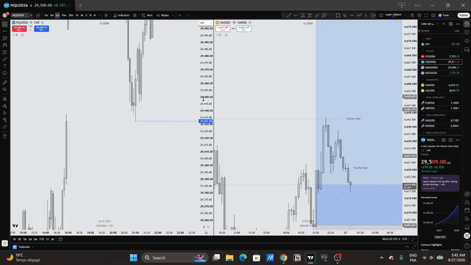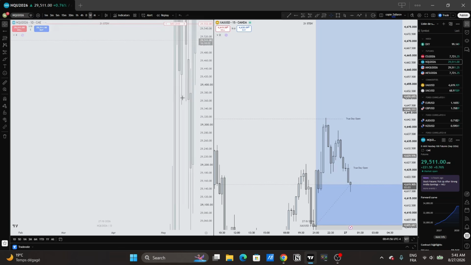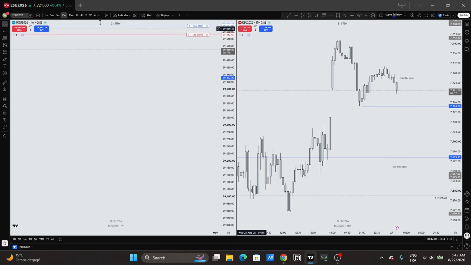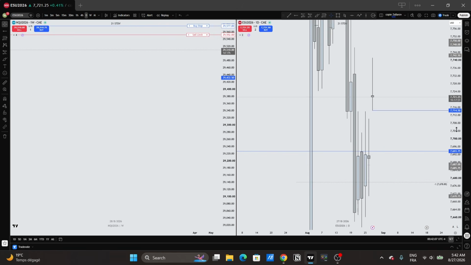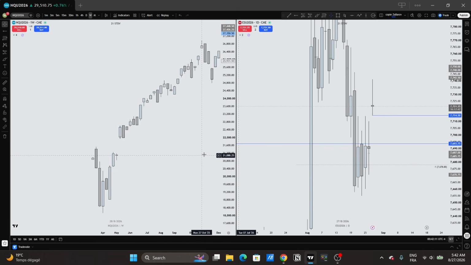Let's go see the setup that I was talking to you about today. So let me have ES here. Let me set up my things for a moment, please. This is the daily chart. This is the weekly chart on NQ.